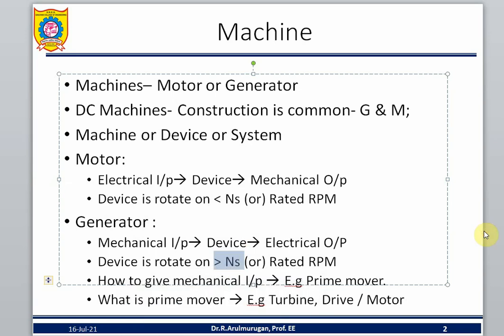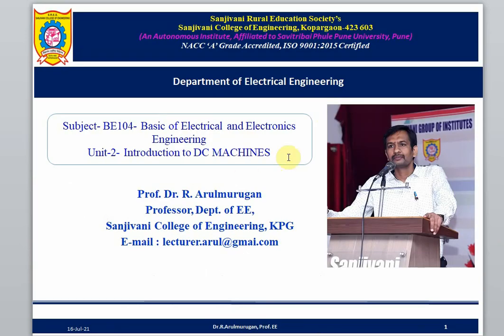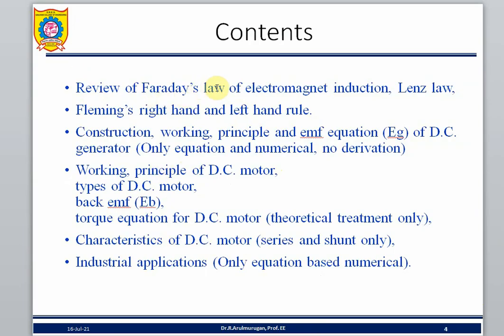Okay. And one more question: what is a commutator? A commutator converts AC to DC. Or they may ask about the rectifier. The answer is rectifier, so you can select the rectifier, since the commutator is already given as an option. So this is what we have discussed about the machines, and now we will go on with the next content.